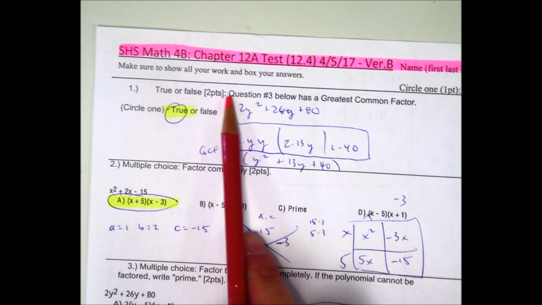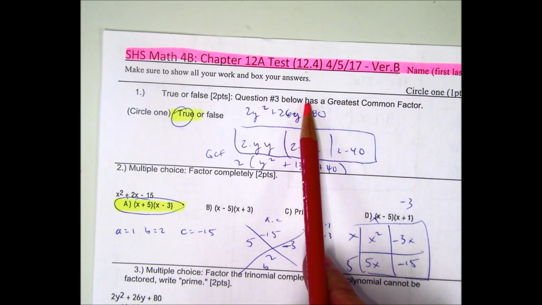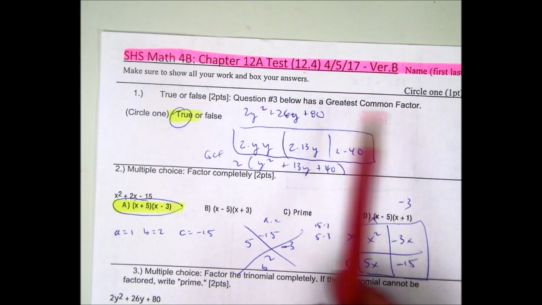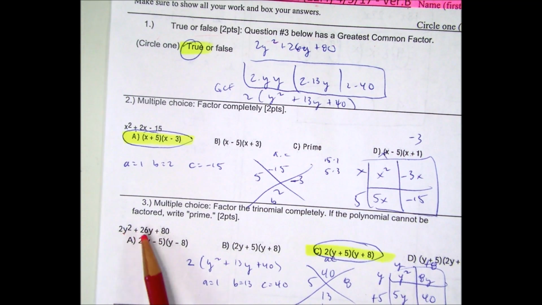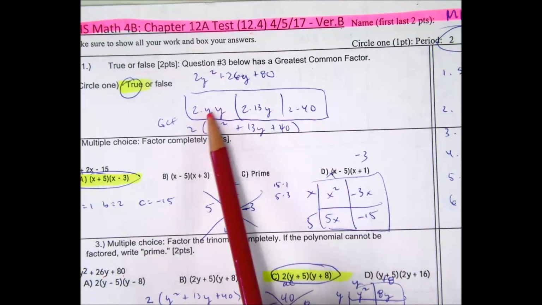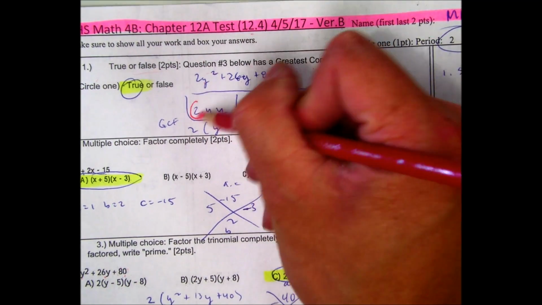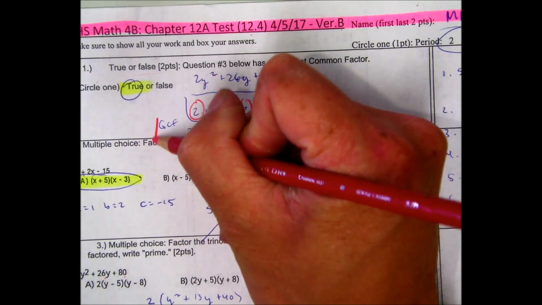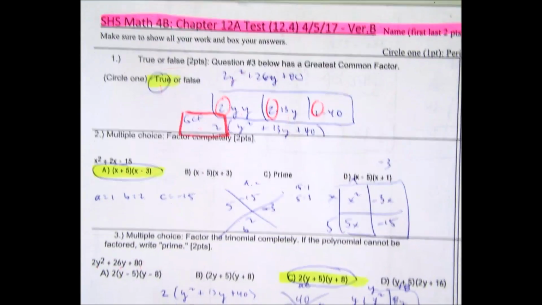Question number 1, true or false? Looking at question number 3 below, it's making a statement: has a greatest common factor, or GCF. If we look at number 3 here, you'll recognize that all of the numbers there are even. So if they are even, break them up into factors. You'll realize that they all have a 2 in common, and 2 is my GCF there. So yes, it does have a greatest common factor.